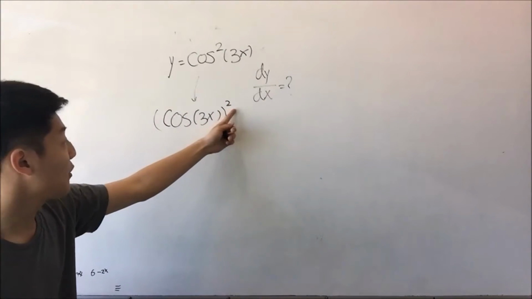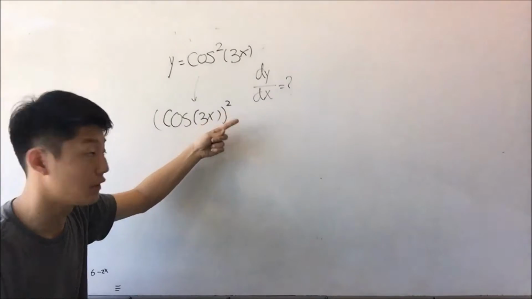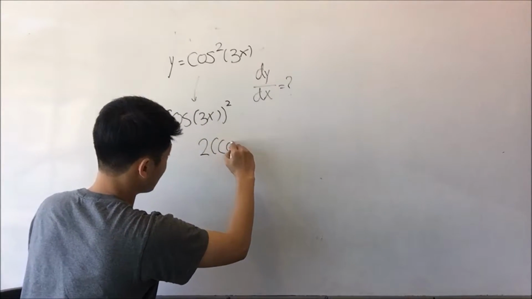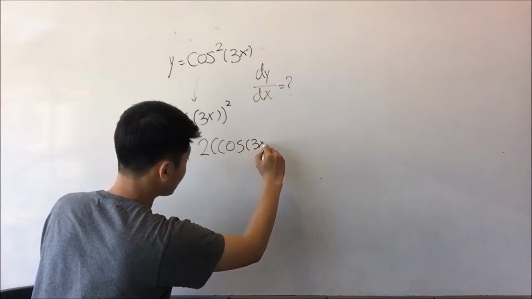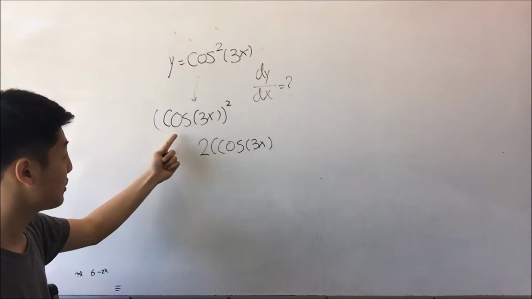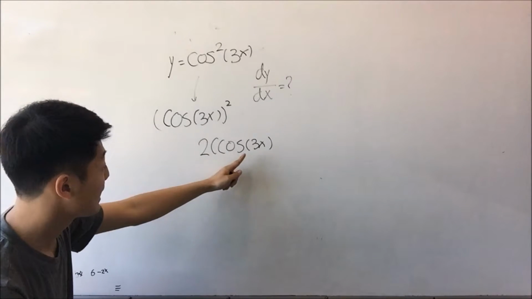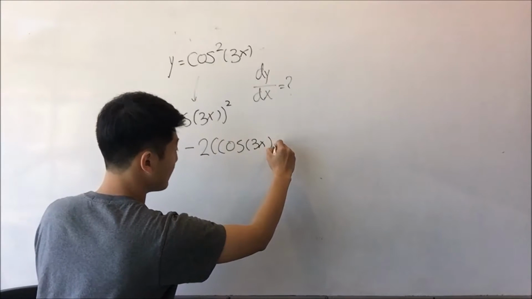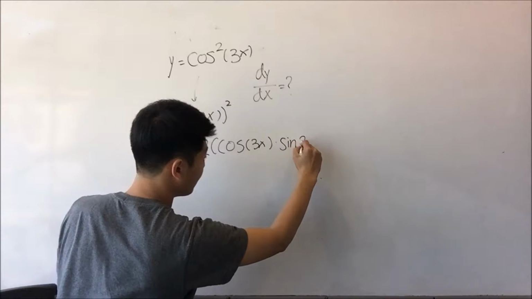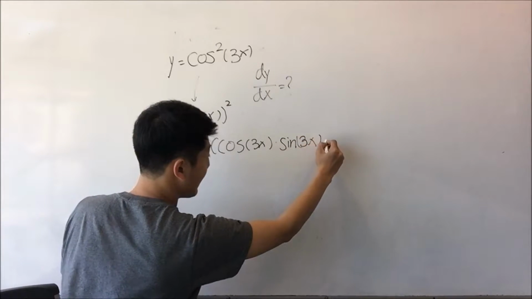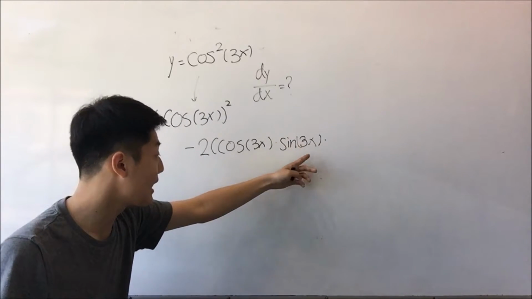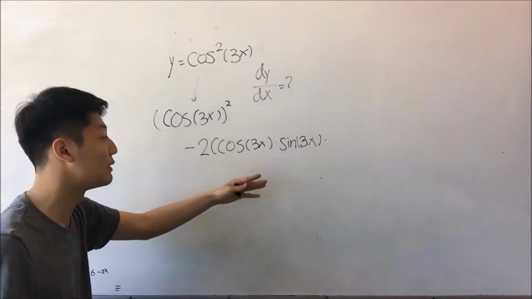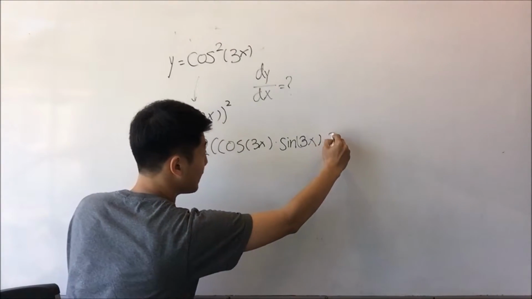squared. And now you'll see. First, exponential first. So this goes down and becomes 2 cosine 3x. And as you can see, we have to do the chain rule. So what is the derivative of cosine? It is negative sine 3x, and then again inside the sine there's 3x. So you have to know the derivative of 3x, which is 3.